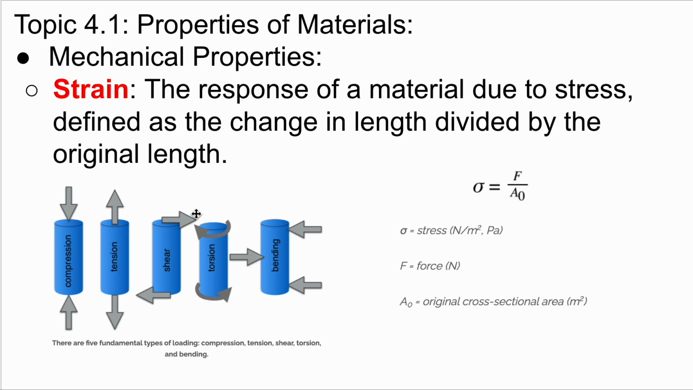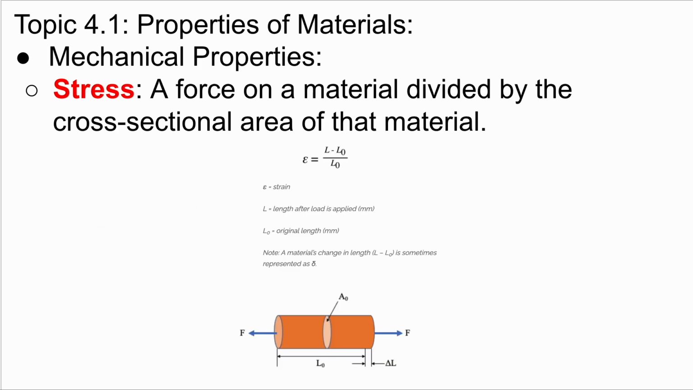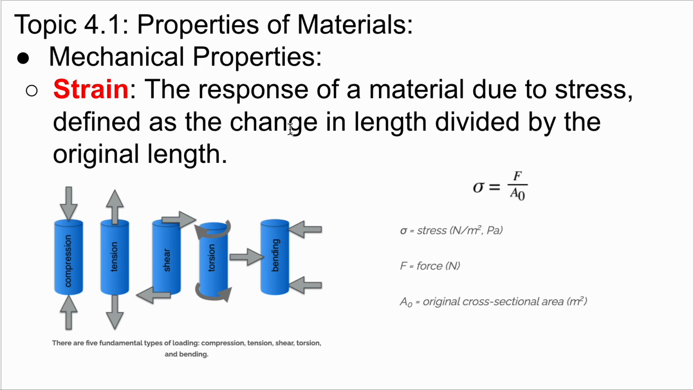Strain is a response of a material due to stress. So these two things are connected, right? Strain and stress are connected. It's defined as the change in the length divided by the original length. So this is easy to imagine with tension. If I pull this way and this way, I want to measure what is the difference in the length of this object divided by the original cross-sectional area. Okay, so I'm measuring the force applied divided by the original cross-sectional area.